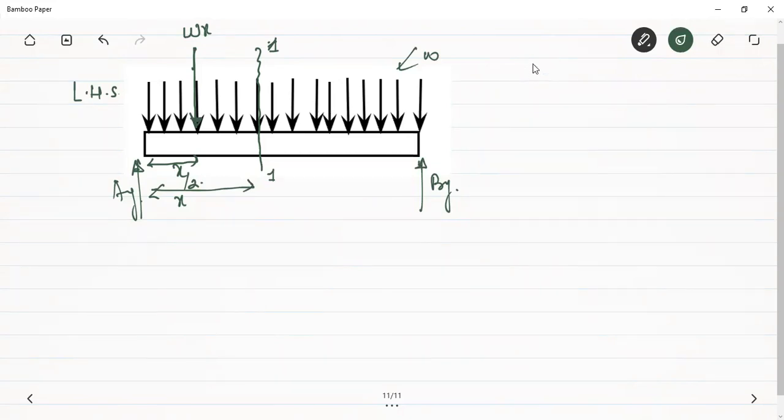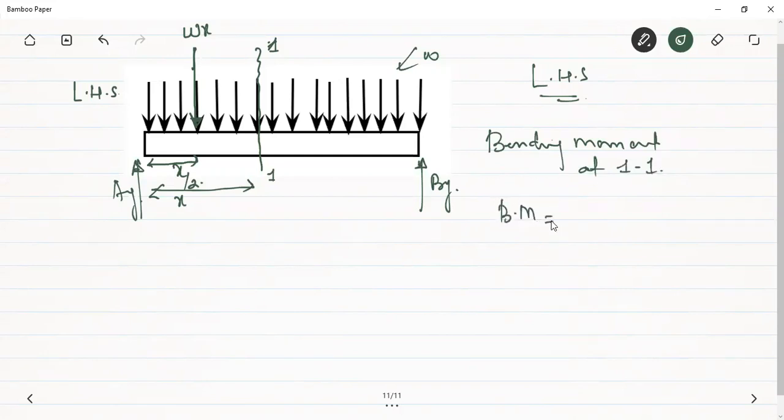Okay, so since we are interested in the LHS section, from the left hand side, if I want to calculate the bending moment at section 1, this bending moment will be equal to AY will create a bending moment. In which direction? In which sense? Clockwise or anti-clockwise? It will create clockwise. Left hand side of the section, clockwise is what? Positive.